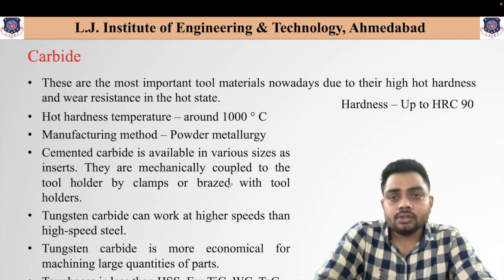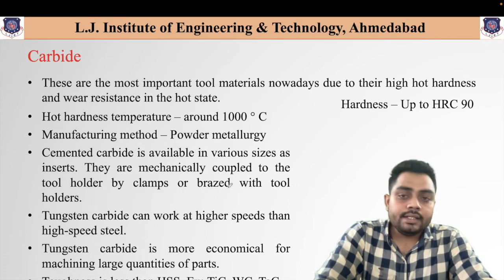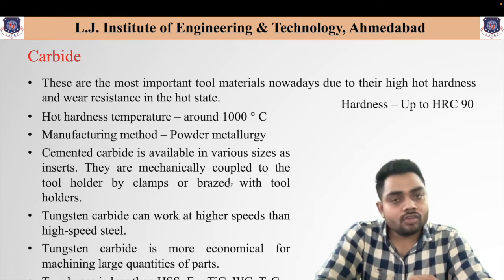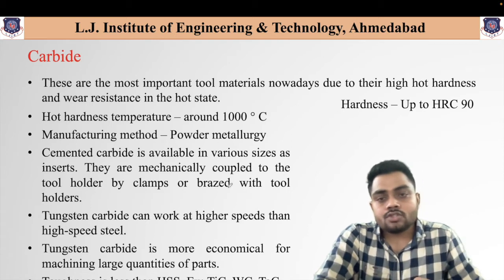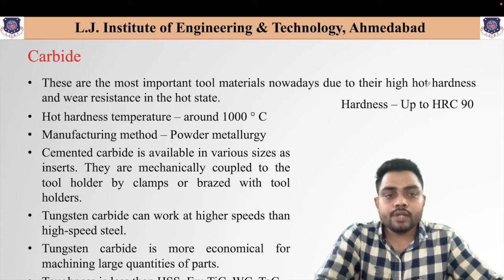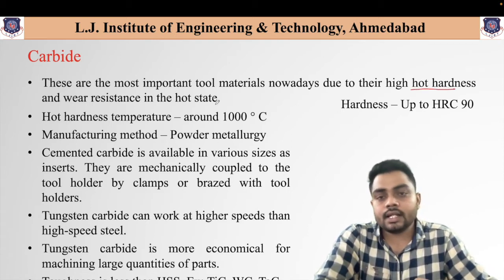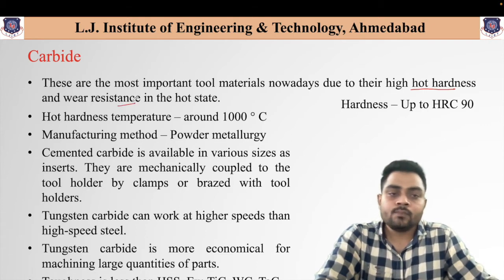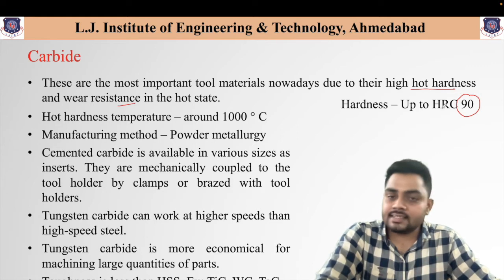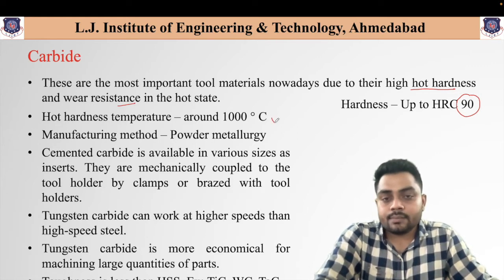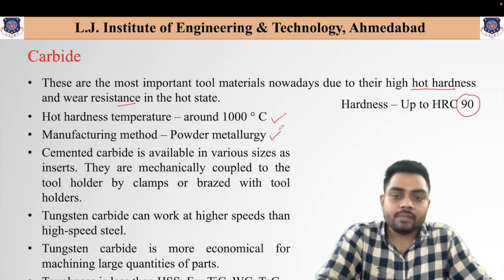Now the next tool is the carbide tool, and it is the hardest tool among the tools discussed in earlier sections. This tool is mainly used due to its high hot hardness temperature and higher wear resistance. Its hardness is approximately HRC 90, and its hot hardness temperature is around 1000 degrees Celsius. Its manufacturing method is powder metallurgy.